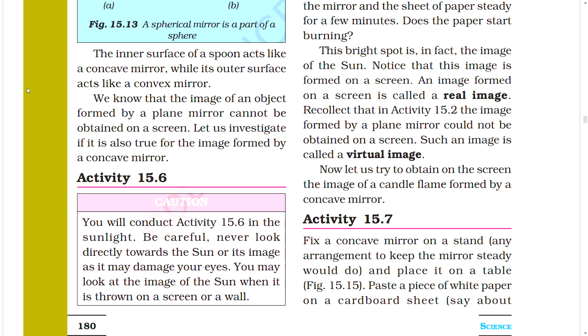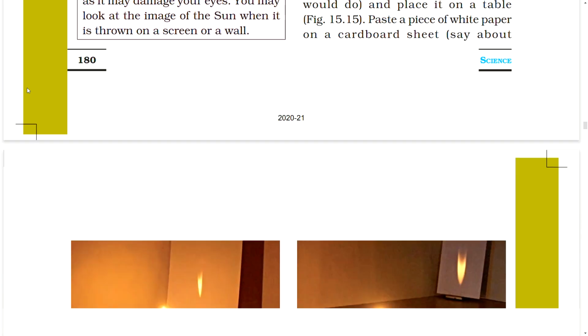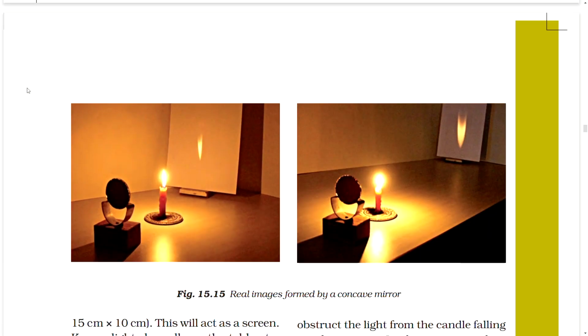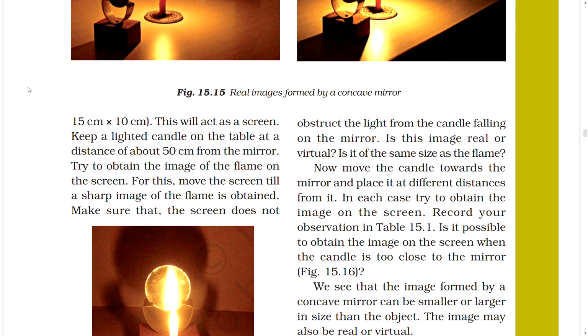Activity 15.7. Do this. Fix a concave mirror on a stand, any arrangement to keep the mirror steady would do, and place it on a table. Figure: paste a piece of white paper on a cardboard sheet, 15 cm by 10 cm. This will act as a screen. Keep a lighted candle on the table at a distance of about 50 cm from the mirror. Try to obtain the image of the flame on the screen. For this, move the screen till a sharp image of the flame is obtained.